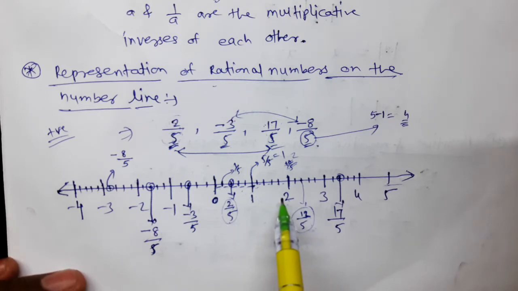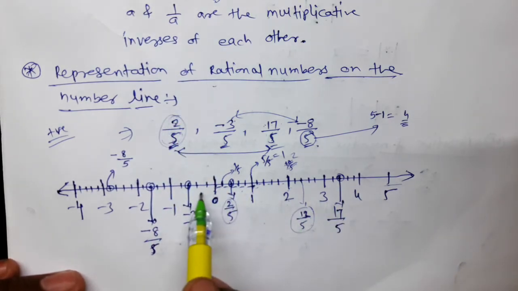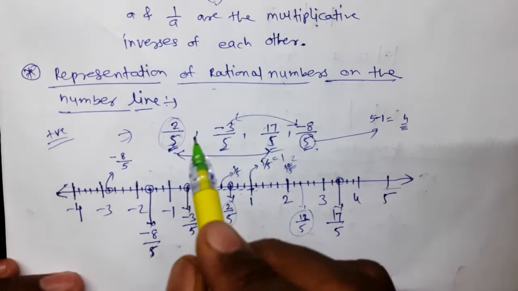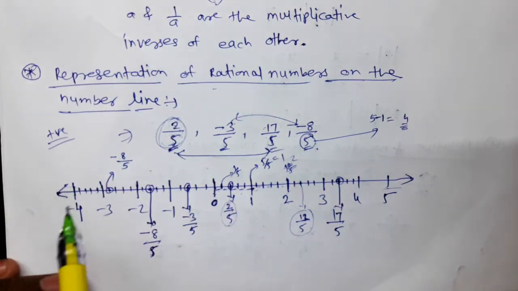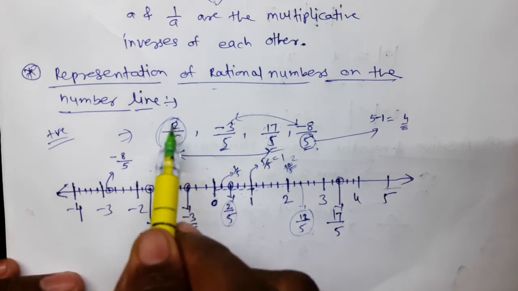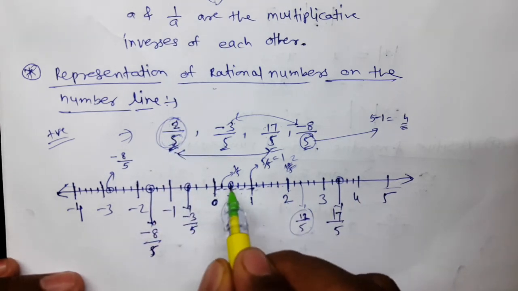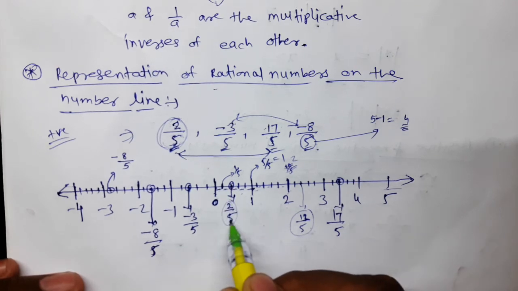So in between 1 and 2 there are also 4 lines, in between 2 and 3, the same for all two consecutive integers. Now positive numbers are on the right-hand side of 0 and negative numbers are on the left-hand side of 0. Suppose we have to find the location of 2 upon 5. 2 upon 5 is a positive rational number, so we have to take 2 lines. We have to measure 2 lines on the right-hand side of 0. 1, 2. This point indicates 2 upon 5.